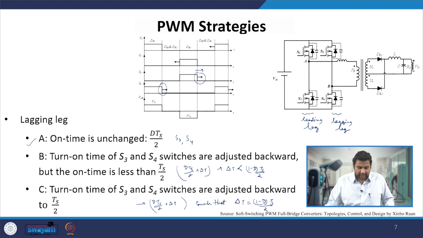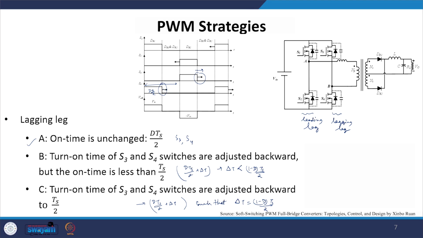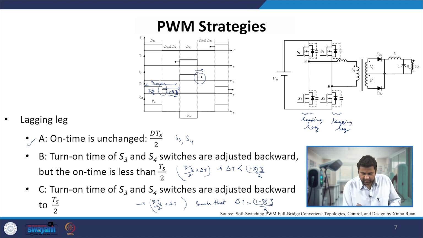Why are we saying this one? Let's say we increase this to this point, so for the entire Ts by 2 duration, because this is dTs by 2, this is 1 minus dTs by 2, we are turning on the S3 and S4 switches. So here in the lagging lag case we are defining the three possibilities as A, B, C.